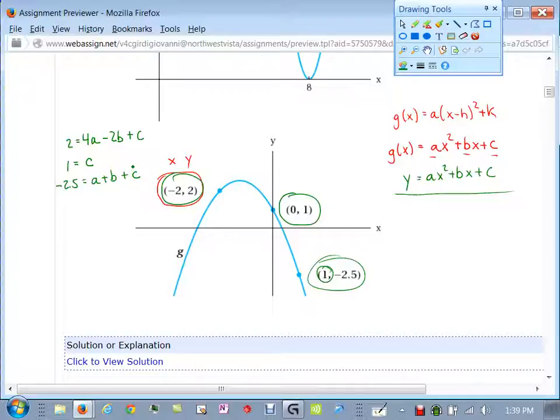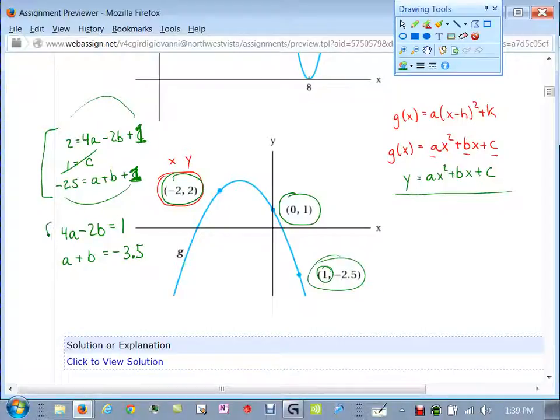So what I have now are 3 equations, and I actually know what c is, so I can replace the c with 1. So let me take this system of equations. Let me replace the c here with 1, and this c with 1. I'm going to move the 1 over by subtracting it on both sides of those equations. The first equation becomes 4a minus 2b equals 1 because I subtracted 1 on both sides. The next one, I get a plus b equals negative 3.5 because I subtracted 1 on both sides.